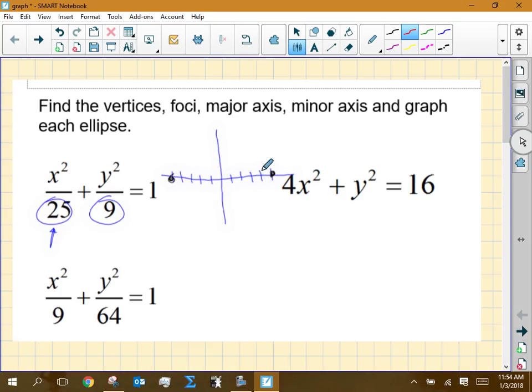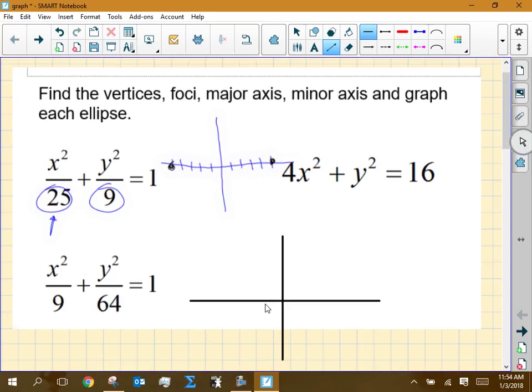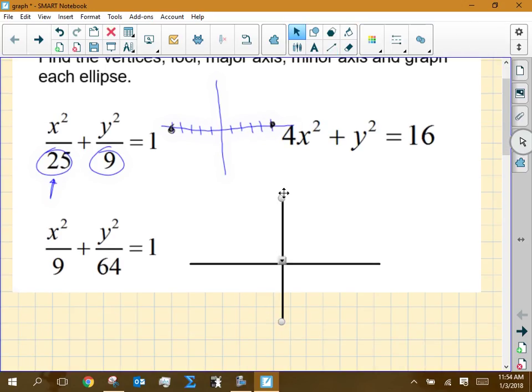Let's try this one here. Okay, so this one's going to be a little bit different because of how our axes are set up. Okay, now let's actually do it this way. If we look at the denominator with the x's, that gives me square root of 9 is 3, so I'm going to move over 3 units on the x-axis. 1, 2, 3, 1, 2, 3. So there's an endpoint there and an endpoint there.